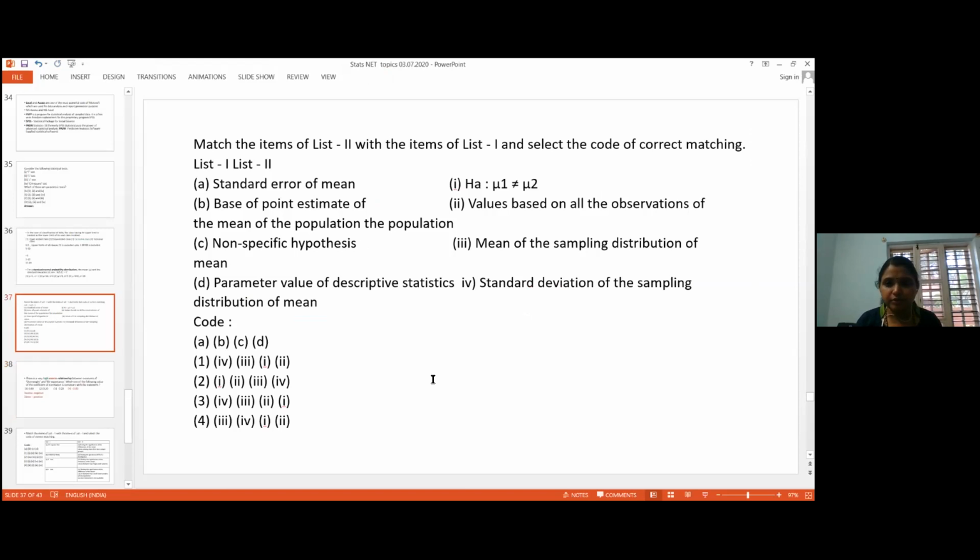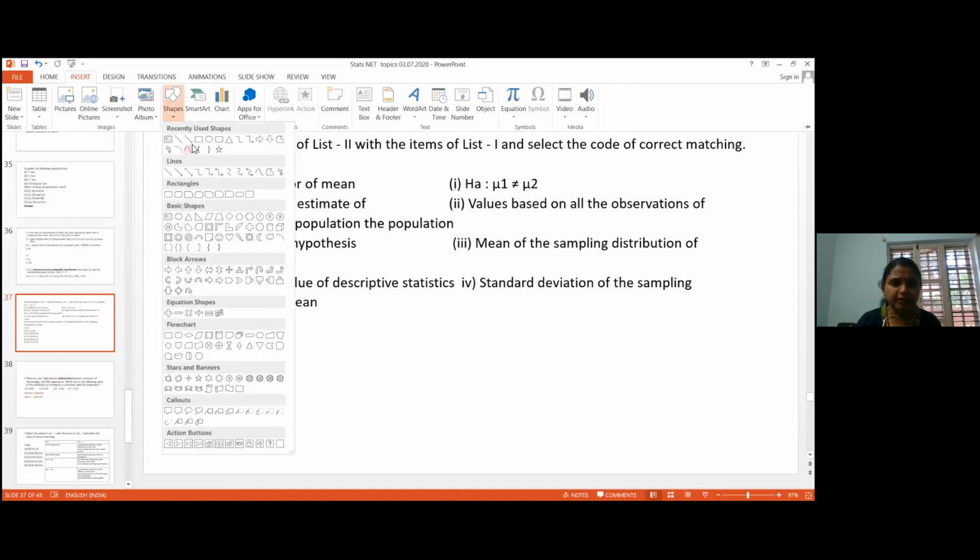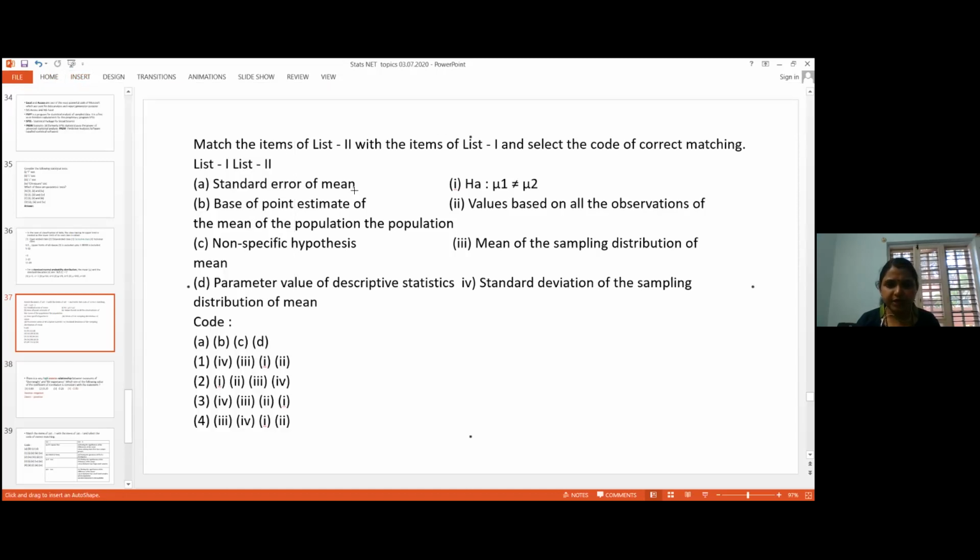One more is there. Match the following. Standard error of mean. Did we see this? No. Standard error of mean. Now you should know this. These are concepts that you need to remember. There is no question of forgetting or of changing the definition. It's fixed. Standard error of mean is the standard deviation of the sampling distribution of mean. That is fixed. So 1 to 4.